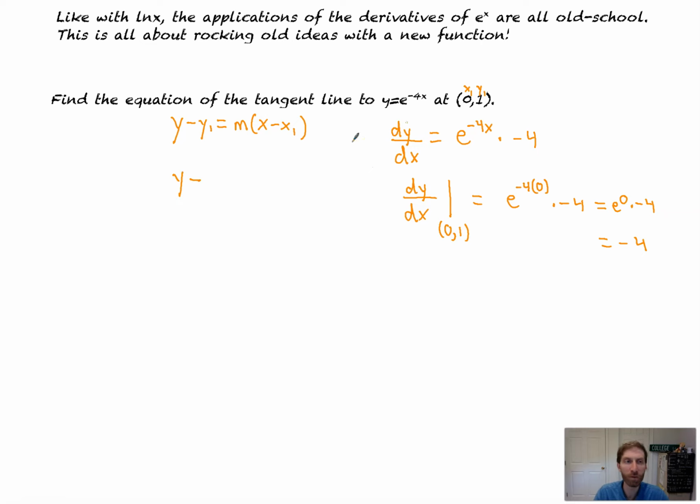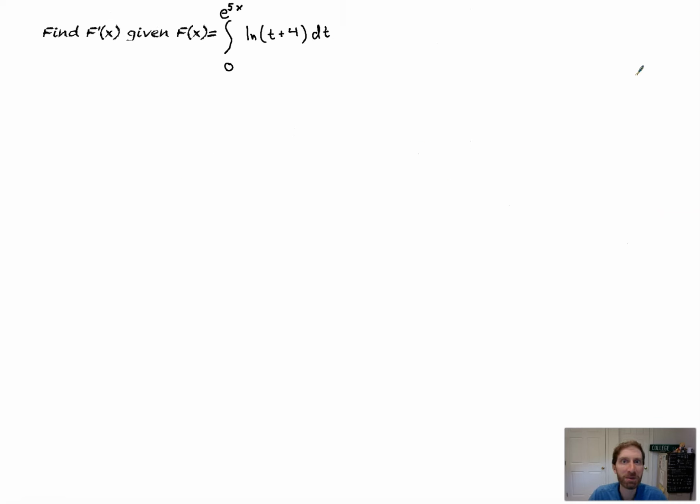And we plug in our information. y minus 1 equals the slope, negative 4, times x minus 0. And leave it in point slope form. That's it. So old school concept with your new school derivative. Not bad. All right, let's keep cruising.